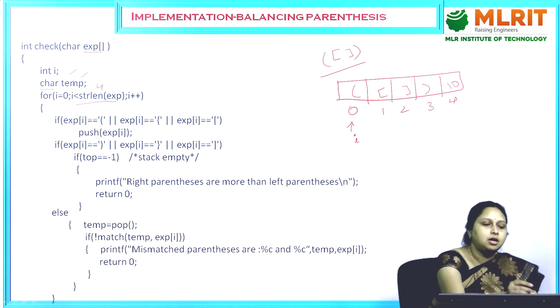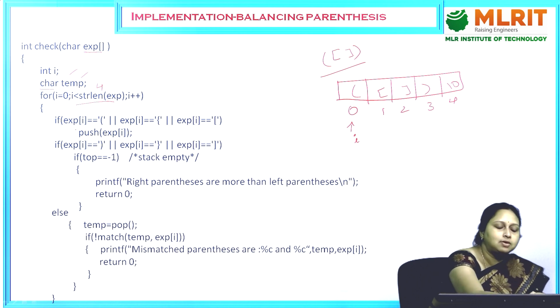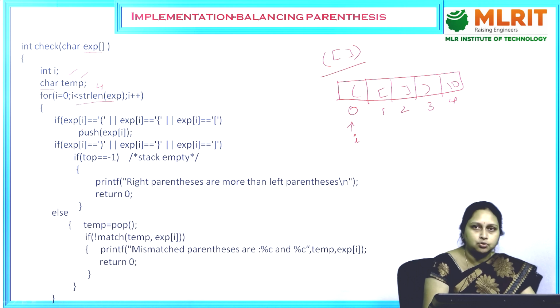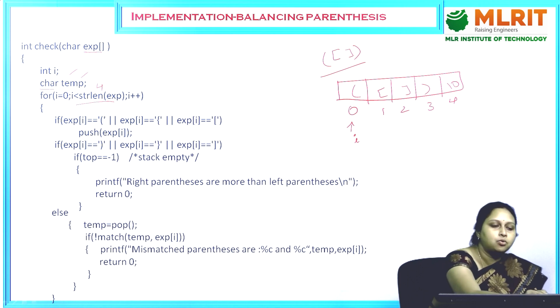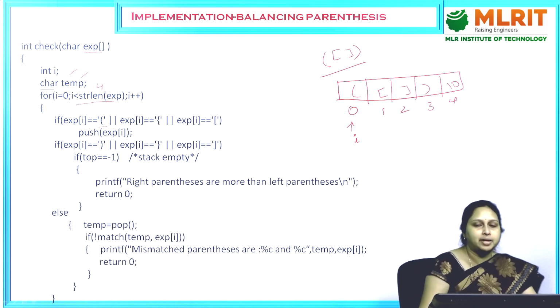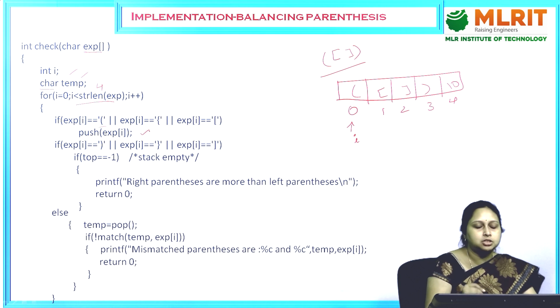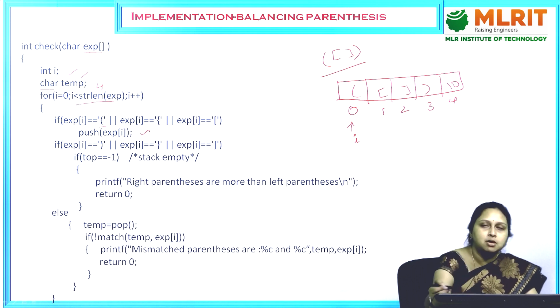Now the first encountered symbol is open parenthesis. That means it will be checking expression of I. I will be taking the value of 0. In 0, what is the symbol you have? You have the open curved parenthesis. Yes, it is matching with that. That means this particular condition will execute, and it is going to push it onto the stack. Push of expression of I means it is going to push this symbol onto the stack.